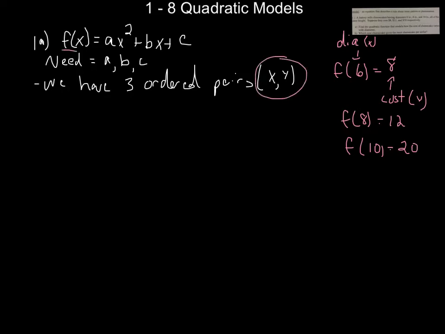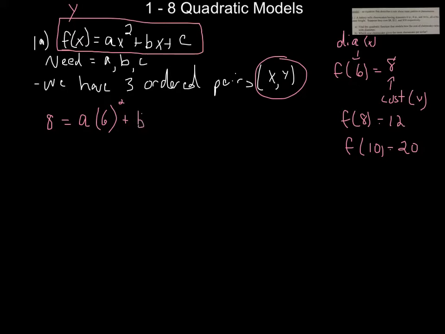So what we're going to do is use those ordered pairs and plug them in for x and y. And we're going to plug them into a generic quadratic model. So here we go. What is f of x? What does it stand for? It's really just y. So let's start with the first one. I'm going to put 8 equals a times x. What do I put in for x? I put 6. That's the input. So 8 was the output, 6 was the input. Squared plus b times 6 plus c.